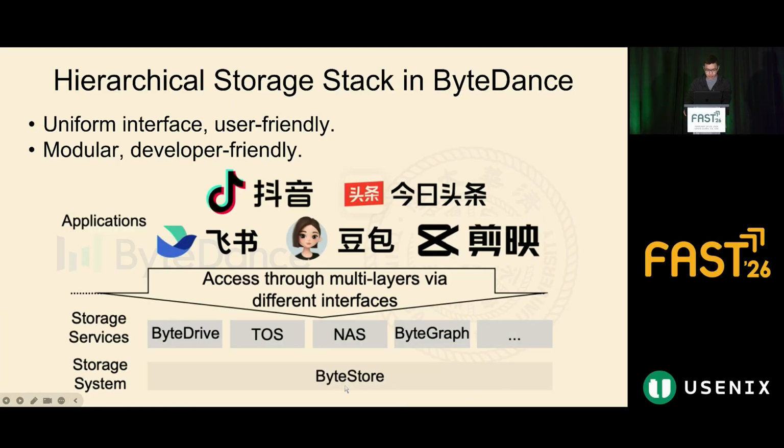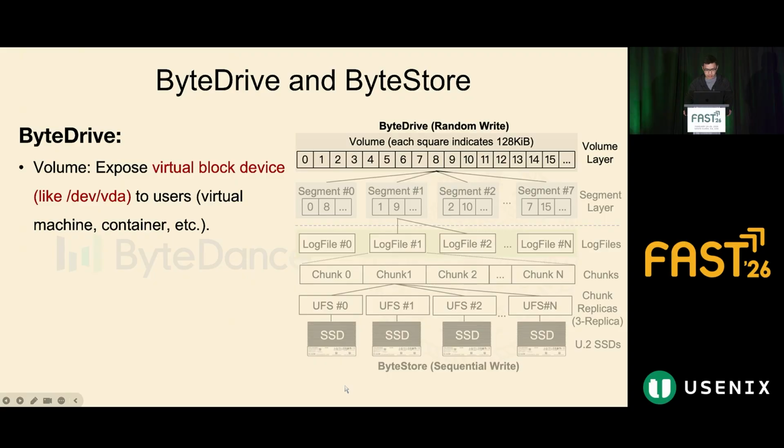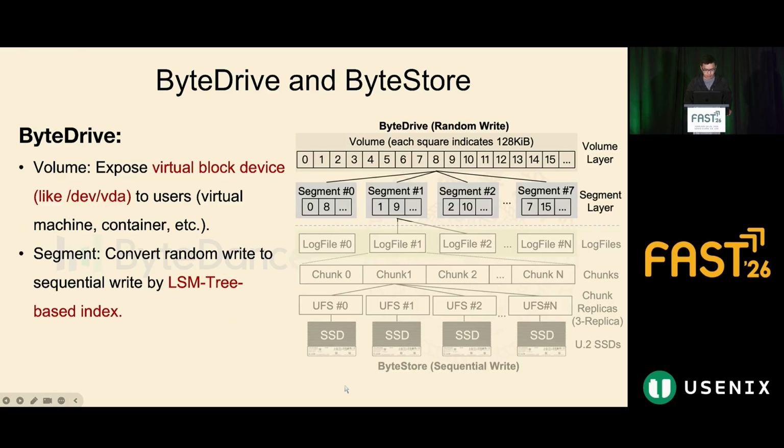Here is the layered storage stack in ByteDance. The fundamental layer is a distributed file system called ByteStore. Many storage services are built on ByteStore, and finally, applications are built on those storage services. Let's focus on the block device service named ByteDrive in ByteDance. ByteDrive exposes virtual block devices to users like virtual machines, containers, etc. The virtual block device is also called a volume in our system. The volume is divided into multiple segments for partition. In one segment, we convert random writes to sequential writes by an LSM tree-based index.